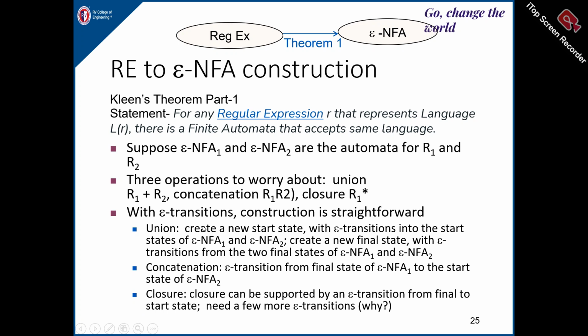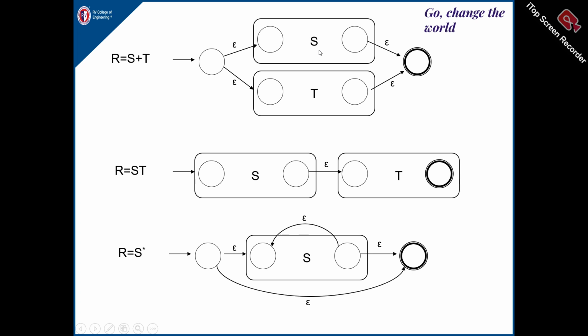Suppose you have one machine for R1 and another machine for R2. Then you create a new start state with epsilon transitions to the start states of epsilon NFA1 and epsilon NFA2, and create a new final state with epsilon transitions from the final states of epsilon NFA1 and epsilon NFA2. So that is nothing but, suppose S and T are two regular expressions, then S plus T will be the final regular expression.